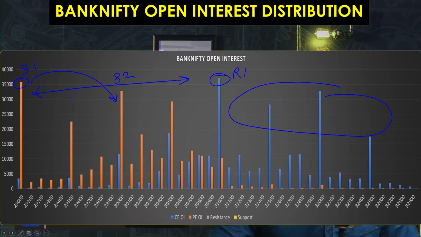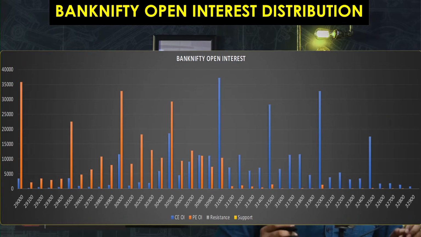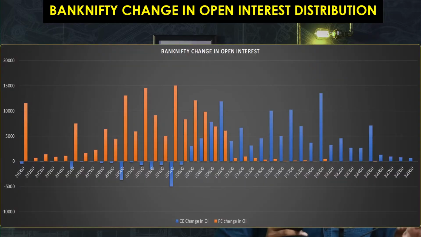So if support will move up, then definitely there will be bullishness in the market, but still it will be limited to 31,000 only. Now let's go to next and do the analysis of Banknifty change in open interest. Here also we'll find out support and resistance. Support is at 30,500 and resistance is at 32,000.